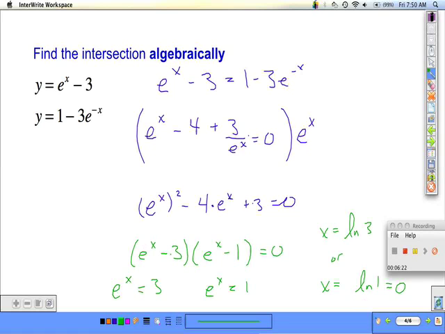So we get 2 intersection points for these graphs, one of them being 0, negative 2, plugging in 0 into the first equation here. The second point is natural log 3, 0. e to the natural log 3 is just 3, minus 3 is 0. So there's our 2 intersection points.